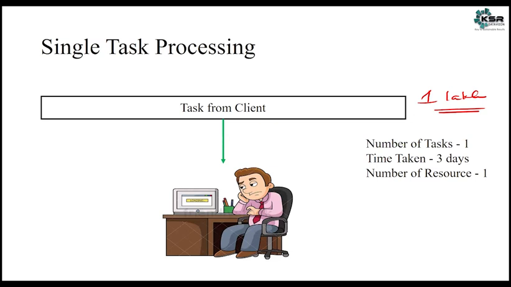The number of tasks is 1. The time taken is 3 days. And the number of resources is 1. Number of resources means 1 person, 1 task. And it takes 3 days to do this work.